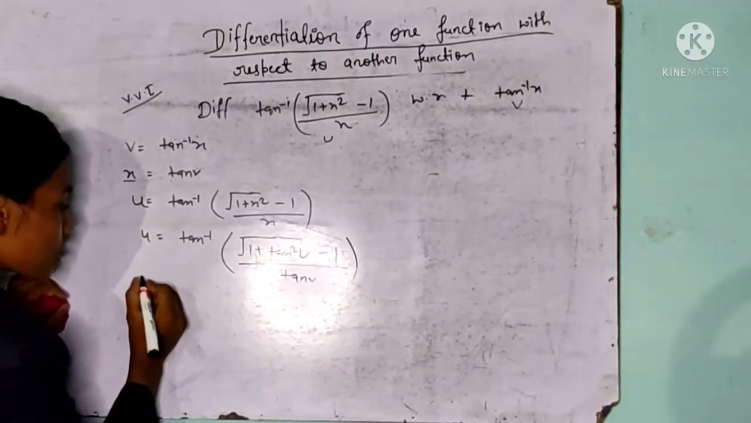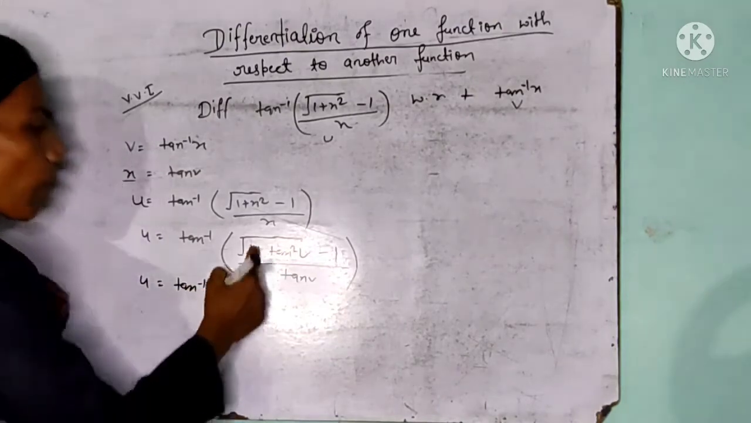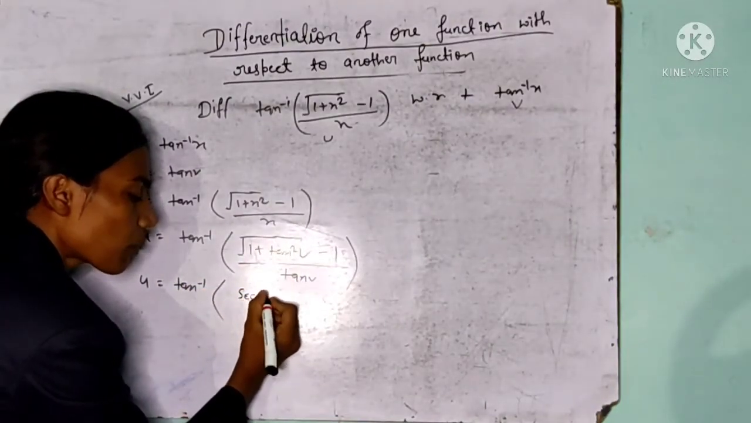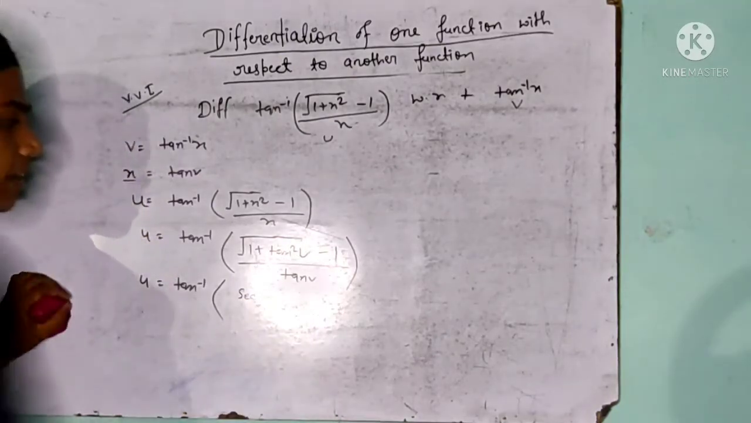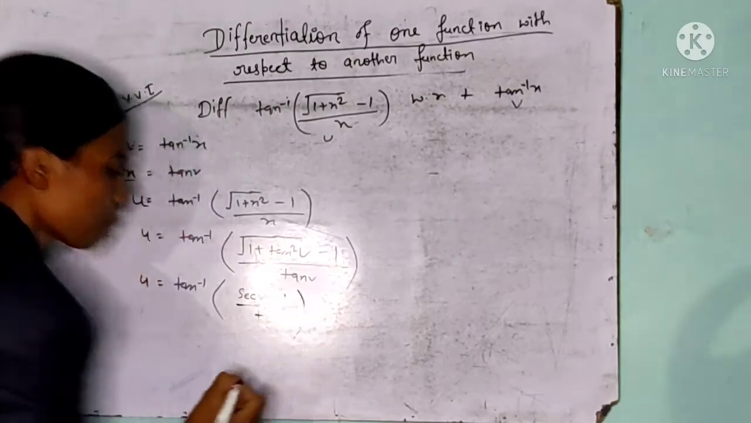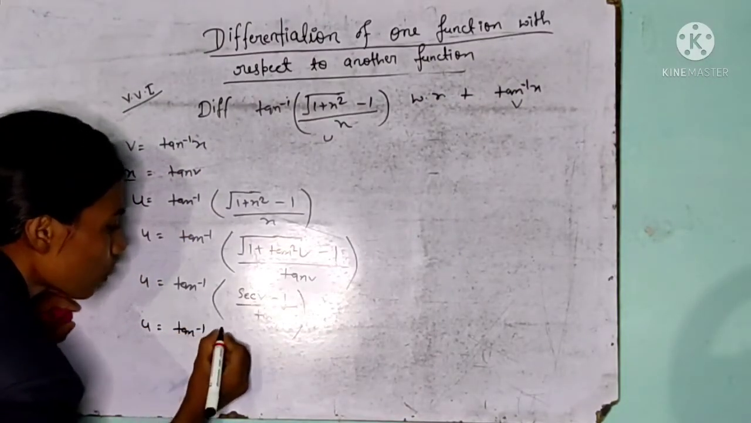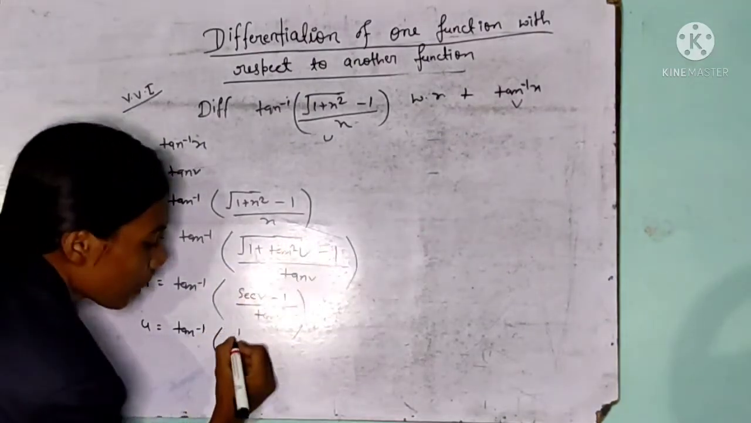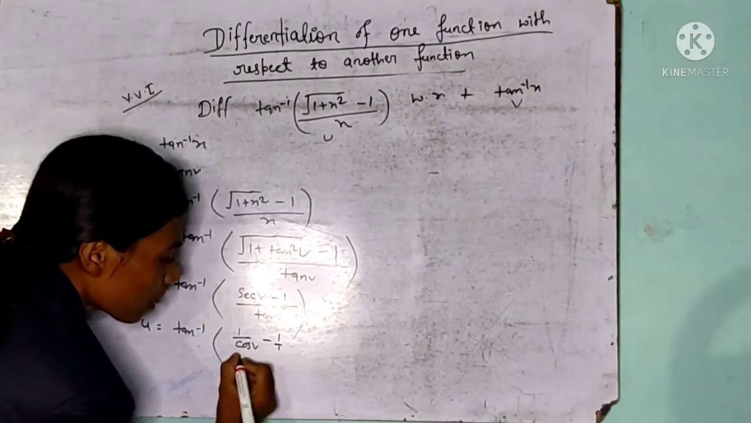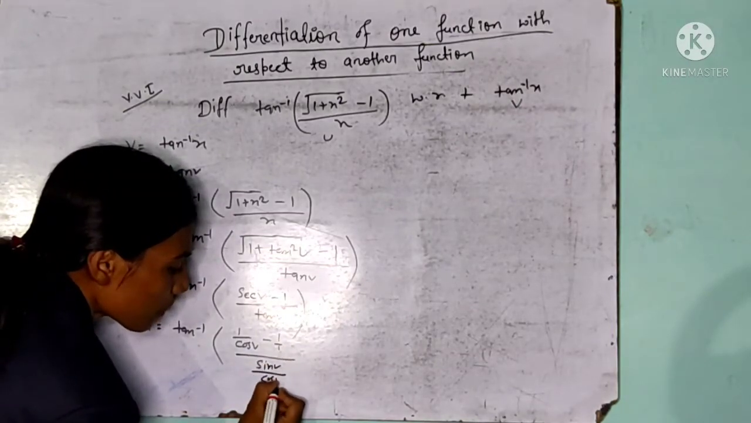Now u is equal to tan inverse of root of 1 plus tan square theta, which gives sec square theta. If we take it out of the root, we get only sec v minus 1 upon tan v. Now u is equal to tan inverse of sec v. Can I write 1 by cos v minus 1 upon tan v? We write sin v upon cos v.